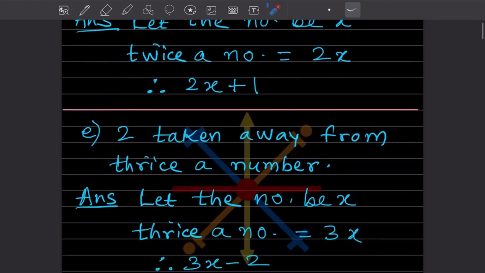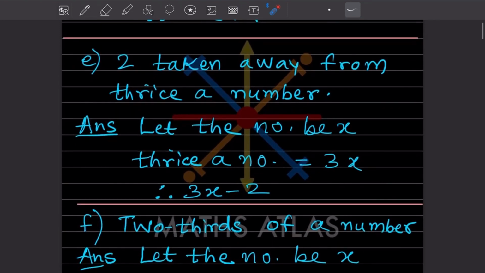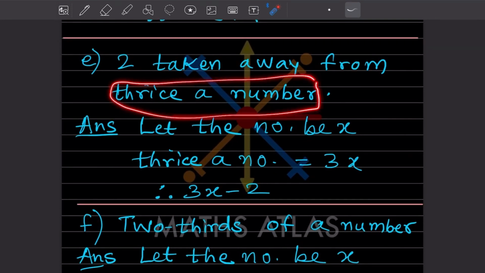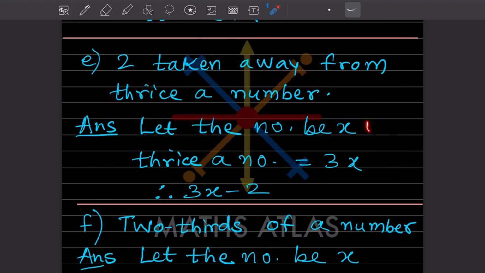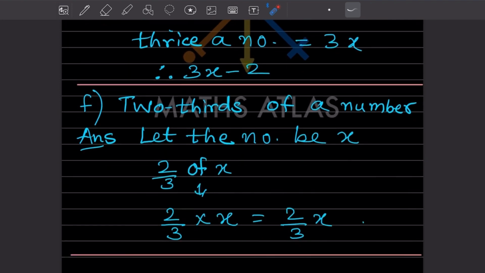Hope that is clear. Now the next problem says, 2 taken away from thrice a number, that is 3 times. Okay, so again we'll write here, let the number be x. Thrice a number means 3x, and taken away means subtraction, so 3x minus 2. Hope that is clear. Now look at the next one.